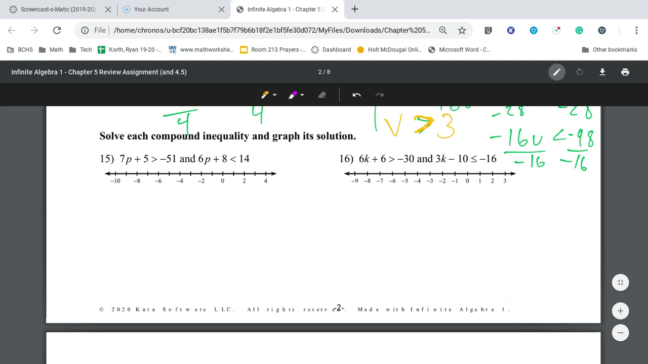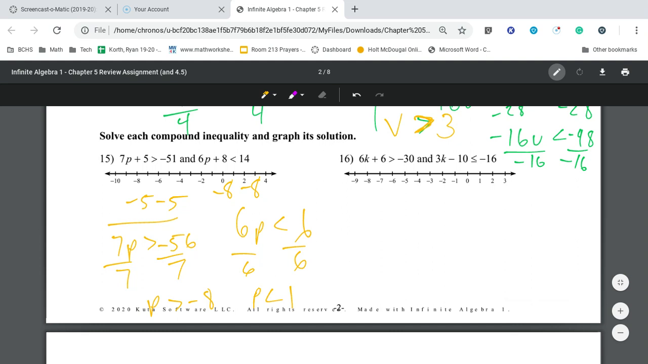Okay, so we have 2 inequalities to solve. First one, we're going to subtract 5 on both sides. 7p is greater than negative 56. Undo multiplication with division. P is greater than negative 8. And we're going to subtract 8 on both sides. Maybe if my pen works. 6p less than 6 divided by 6. P is less than 1. So we want to be greater than negative 8, but also less than 1.